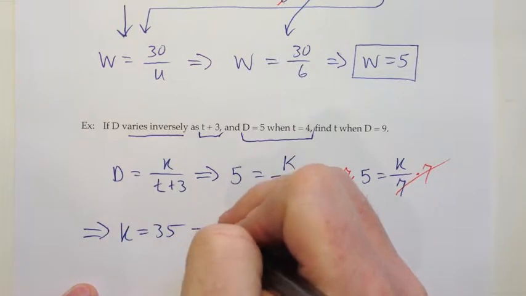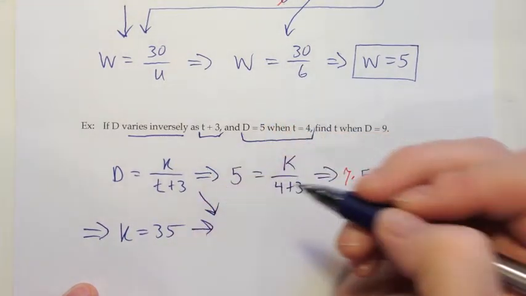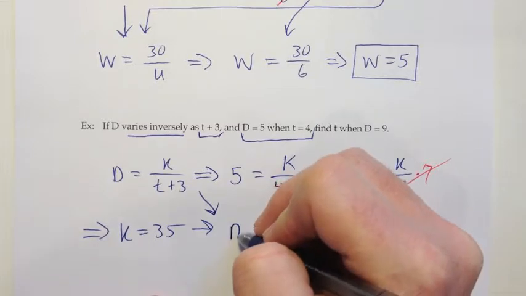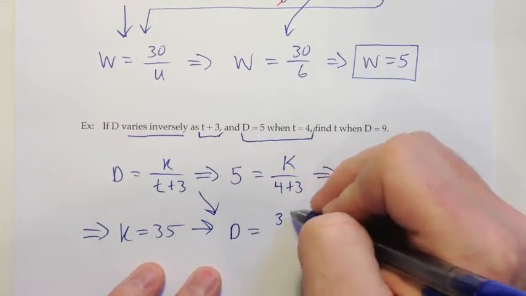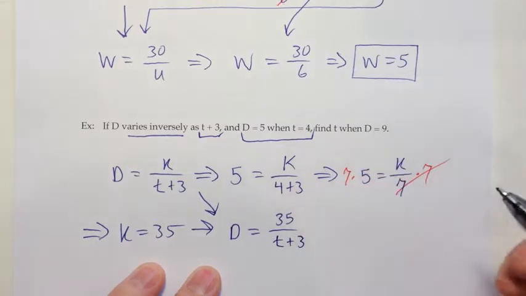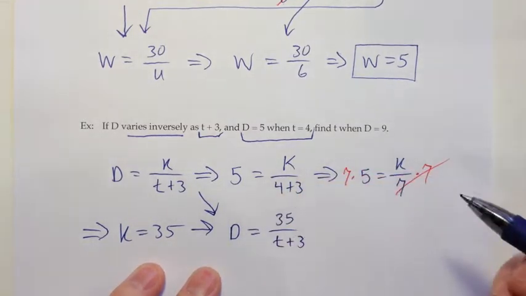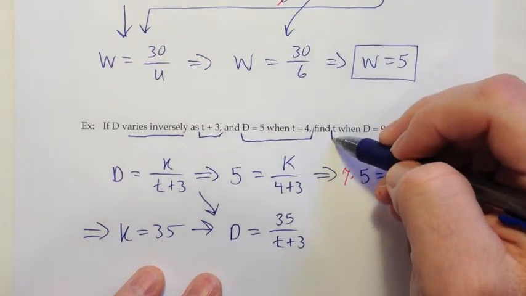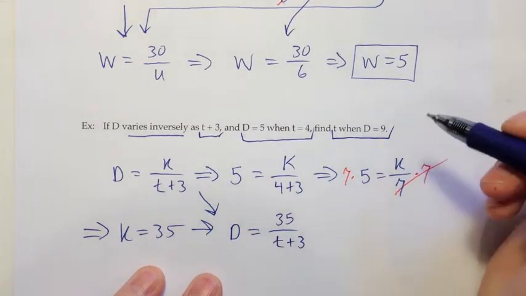And we take that k equals 35 we just found, we put it into our original variation equation, and we get d equals 35 over t plus 3. And that's the equation, so I'd box that and stop if they had just asked me to find the equation, but they did go a little further and they asked me to find t when d equals 9.